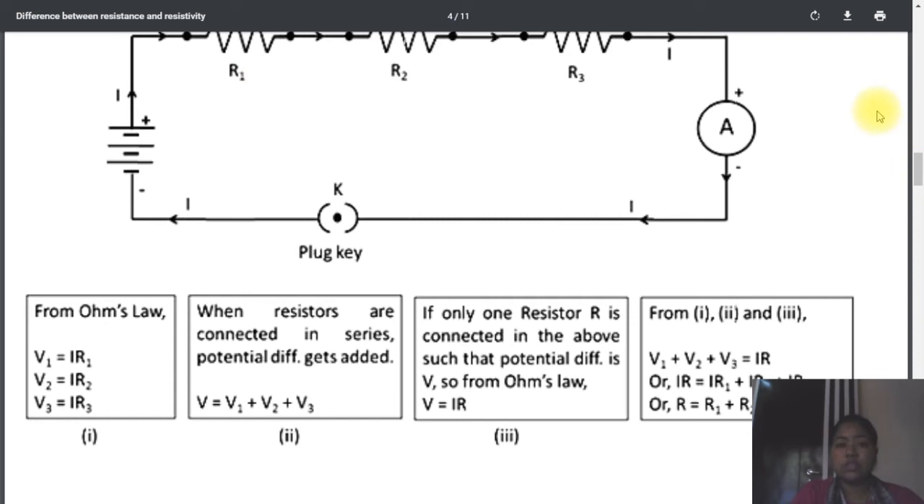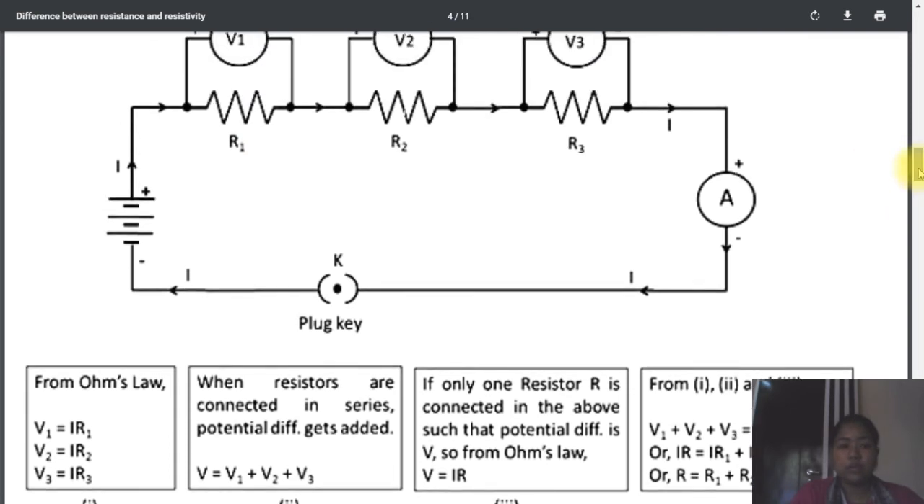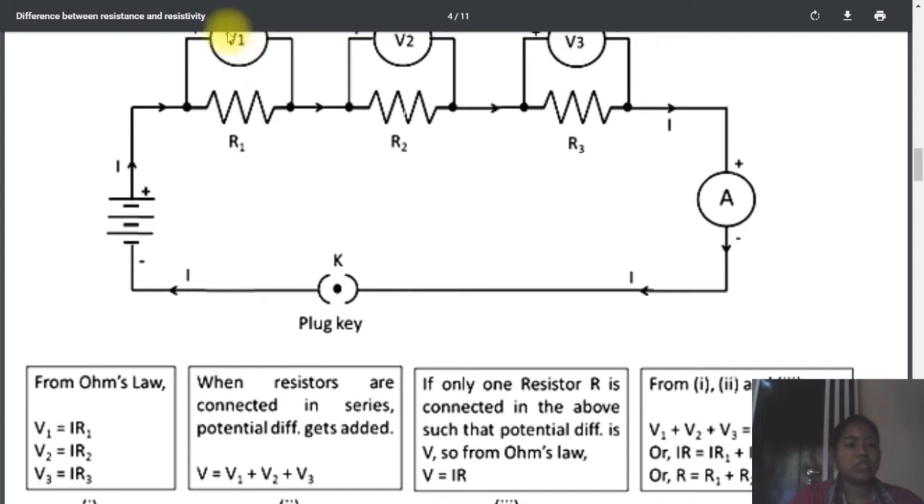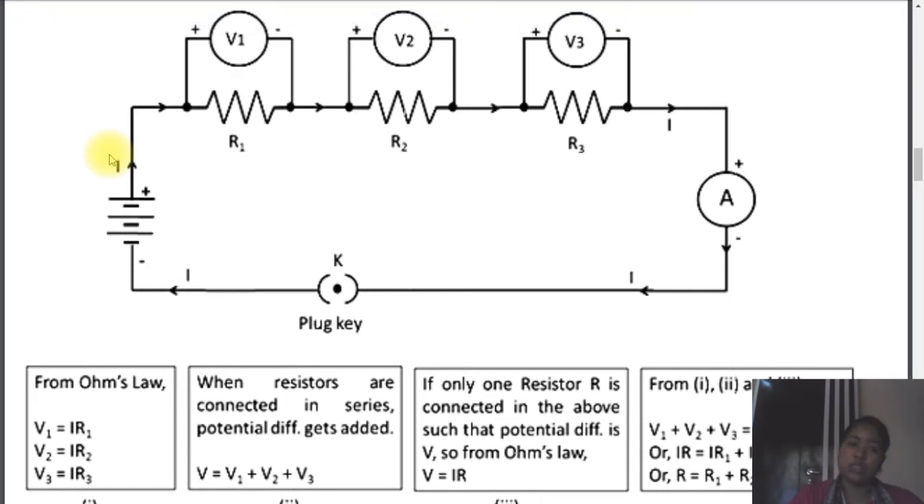So we will calculate the value of the potential through the very first resistor. The value of the first resistor is R1 and the potential through it is V1. The current remains the same, so it is symbolized only by I, not I1, I2, I3, because I1 equals I2 equals I3 equals I. So V1 equals IR1.